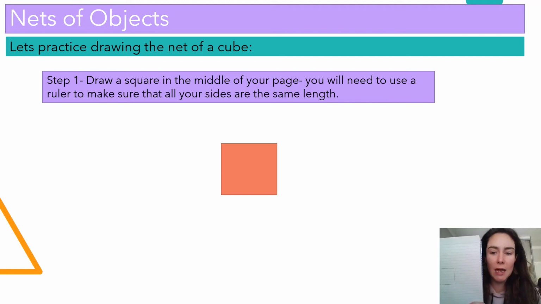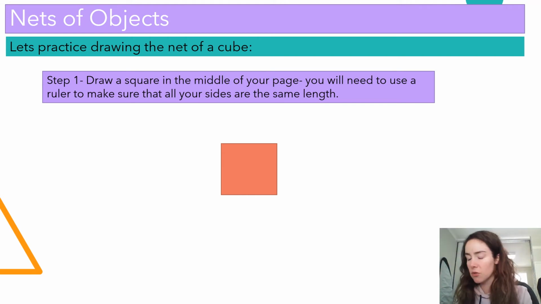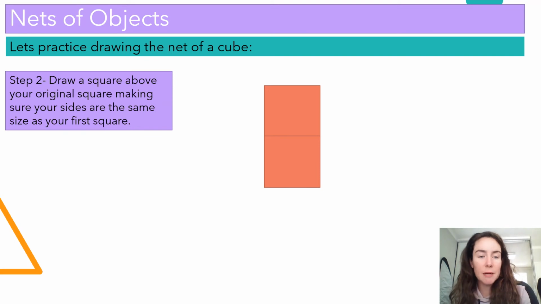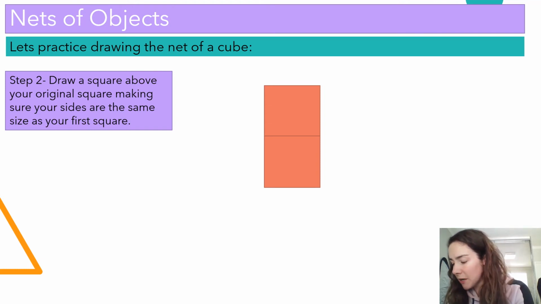I've drawn my square and you can see that it's perfectly even because I made sure that all my sides were the same length. All right, now we're up to step 2, which says draw a square above your original square, making sure your sides are the same size as your first square. So like I said, now I need to make sure that my sides are the same length still. So I'm going to draw another line above of 5 centimeters.